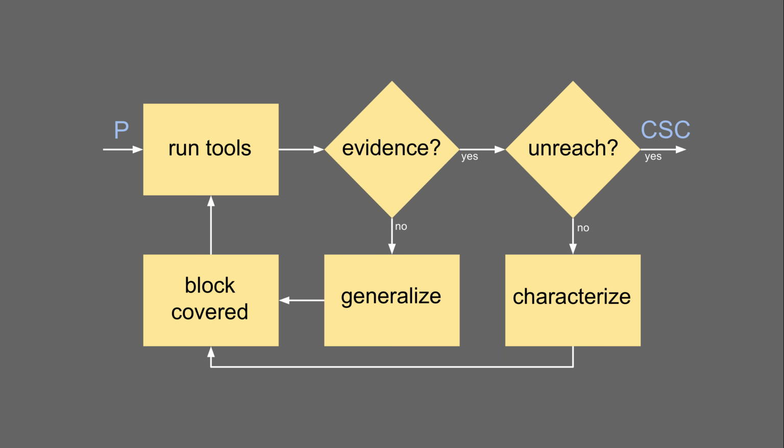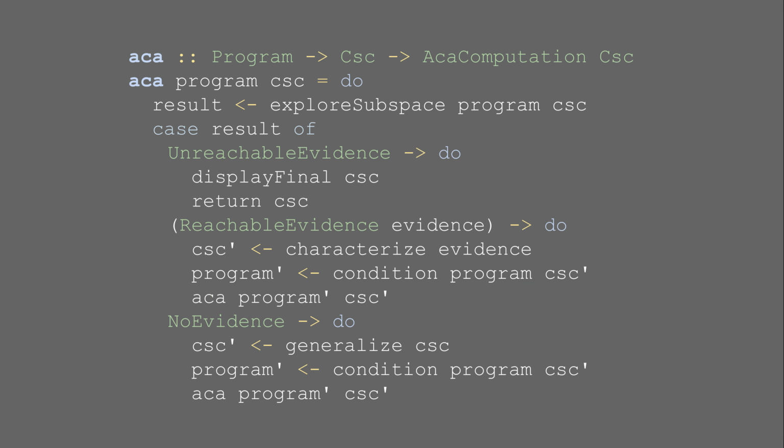ACA iteratively collects this logical description by running multiple analysis tools, characterizing their results, and blocking already seen paths until all of the paths have been accounted for. ALPACA is an implementation of ACA written in Haskell. We chose Haskell because it allows us to concisely express the core algorithms behind ACA. The top-level routine is shown here.